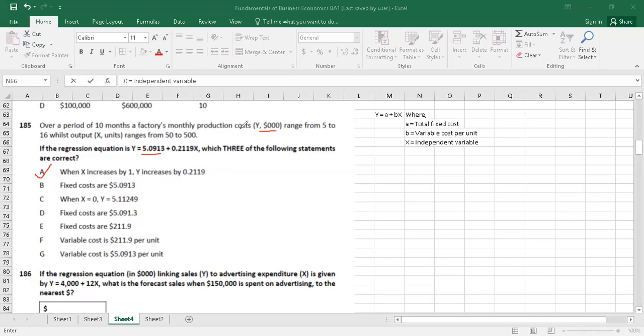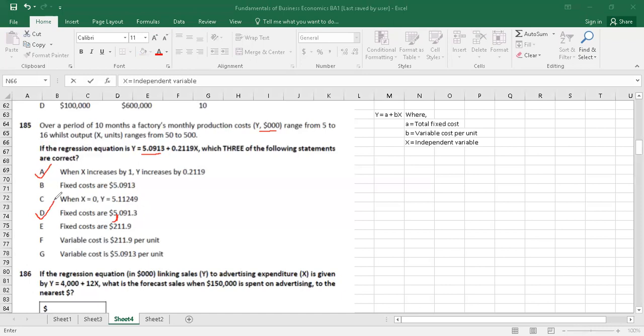So maybe the decimal has to move, because when three zeros are added, the decimal from here will move to here: 1, 2, 3 zeros. I think by mistake this decimal was put here. So it is a mistake. From here it has moved three places to the right because it is thousands of dollars. So the total fixed costs are 5,000. This is a comma, 5,091.3. So D is correct on that note.